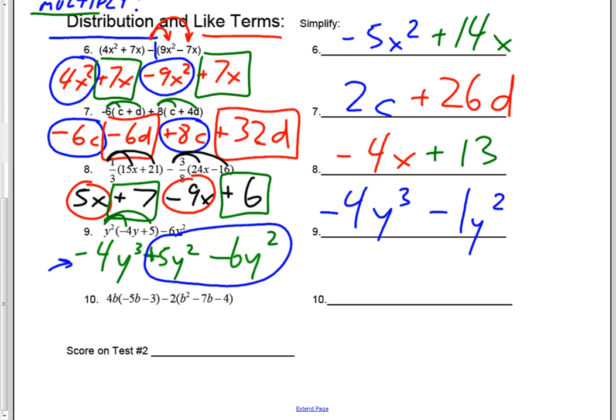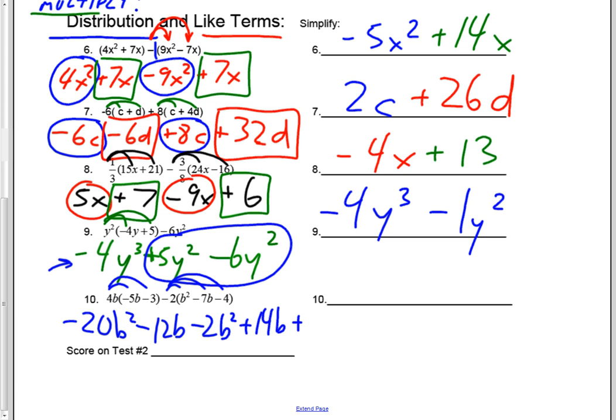I've got 5 multiplications to do here. 1, 2, 1, 2, 3. What is b times b? B squared. That's a -2. So I get a -2b squared, a positive 14b, and a positive 8.